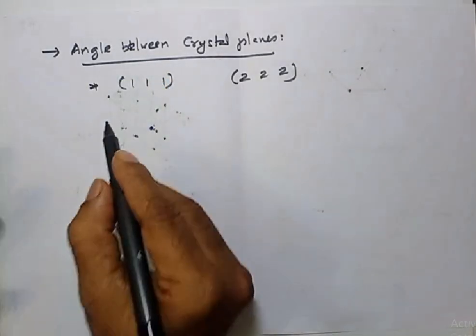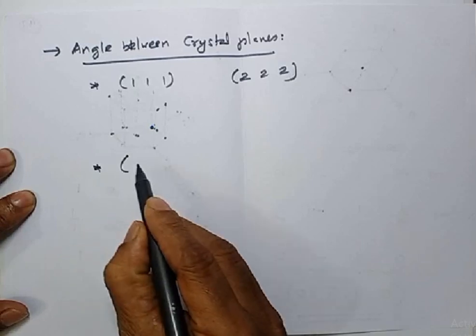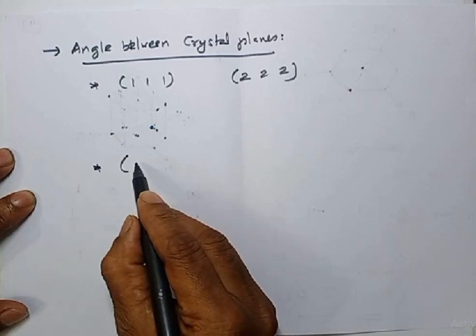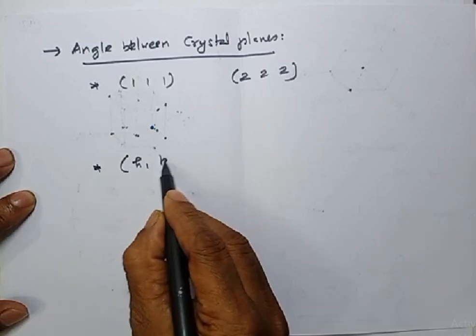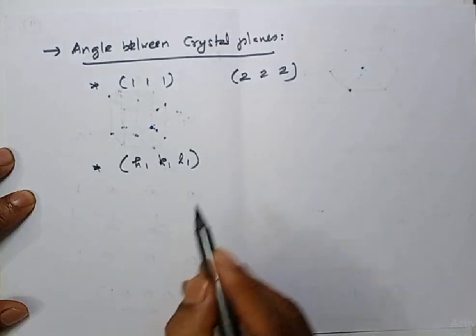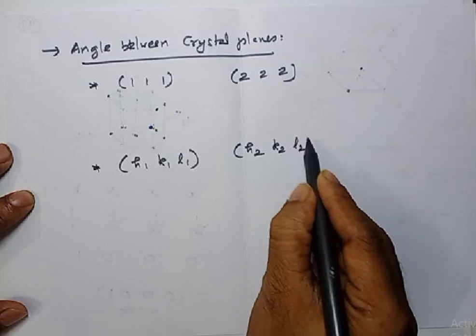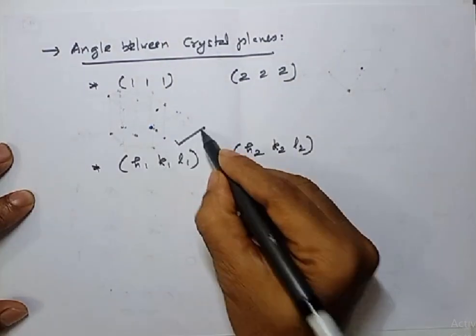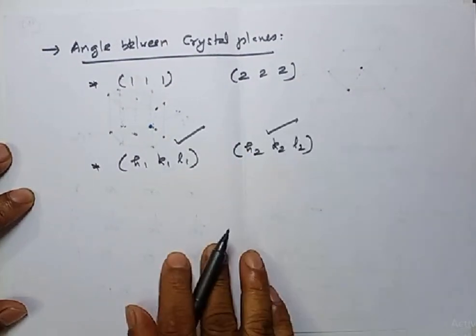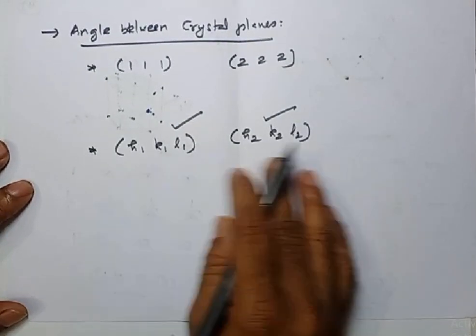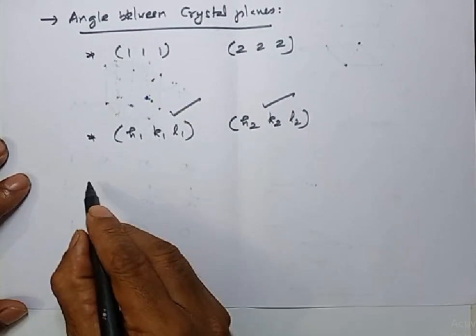Now, how to find the angle between two planes? Suppose I'll give Miller indices for one plane, H1, K1, L1, and Miller indices for another plane, H2, K2, L2. Okay, I have given Miller indices for plane 1 and Miller indices for crystal plane 2. Now, what is the angle between these two? To find the angle, what to do?